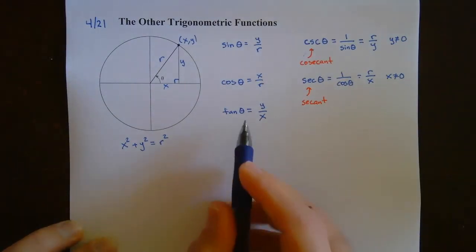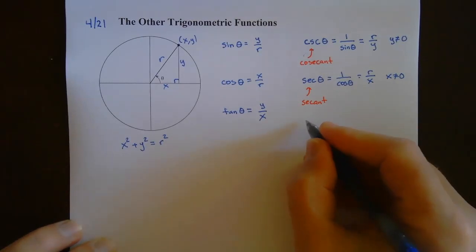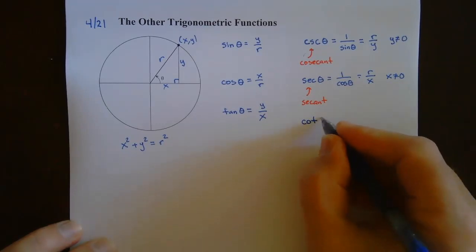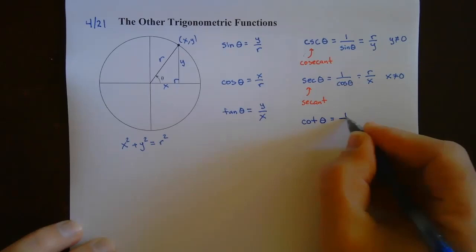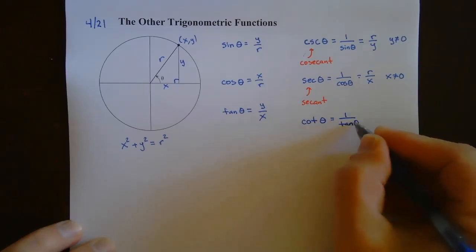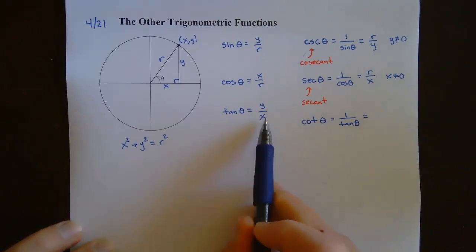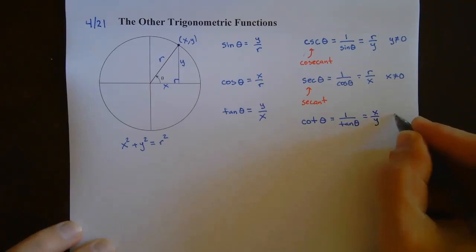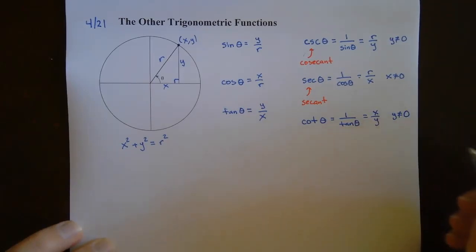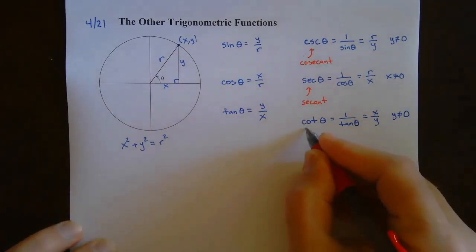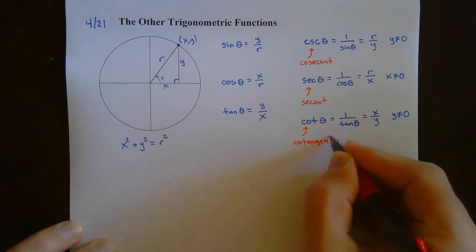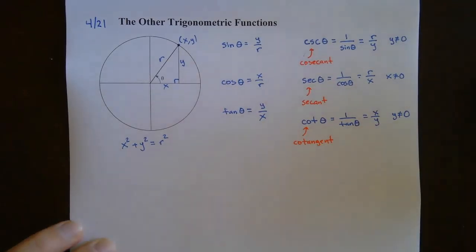And then we have the reciprocal of tangent, and that's called cotangent. So we just abbreviate with COT of angle theta. That's 1 over tan of angle theta. Since tan is y over x, the reciprocal of this one would have to be x over y. Once again, y cannot be 0. And this is spelled cotangent. Okay, and COT is just the abbreviation for cotangent.